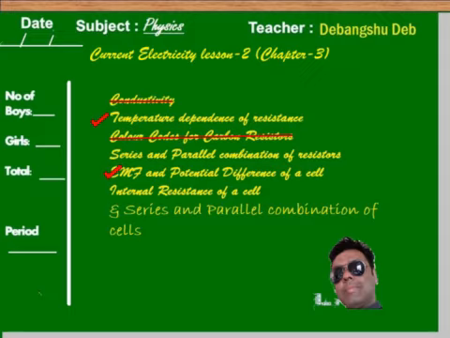EMF and potential difference of a cell I'll talk about today. Internal resistance of a cell I'll talk about. Series and parallel combination of cells I'll talk about. Series and parallel combination of resistors requires another lesson, another period. So today I'm not going to talk about it. So let's begin.